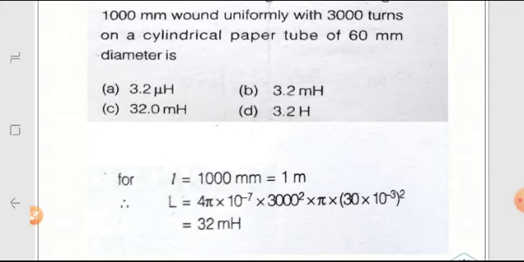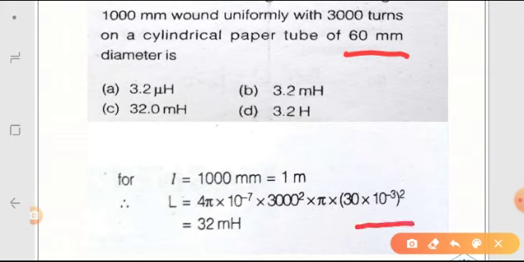Mu 0 is 4 pi into 10 raised to minus 7, into 3000 square, that is N, into A, the area of cross section. Now the diameter is given as 60 mm. Therefore, we will take the radius as 30 into 10 raised to minus 3. So finally, we will get the answer as 32 millihenry. Therefore, the answer is option C, 32 millihenry.